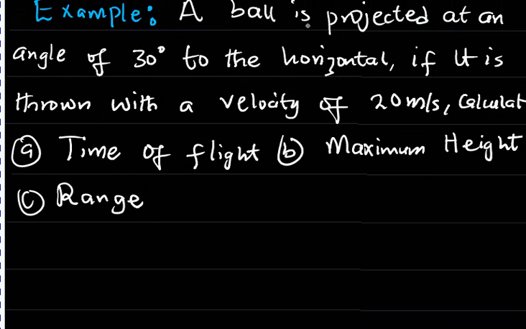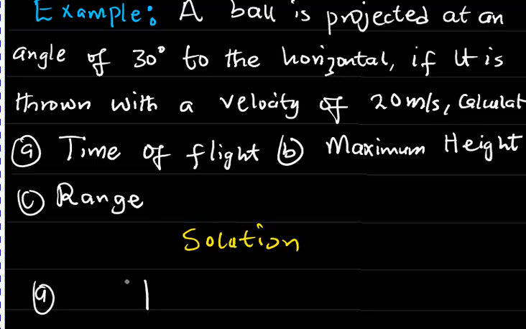A ball is projected at an angle of 30 degrees to the horizontal. If it is thrown with a velocity of 20 meters per second, calculate the time of flight. All we just need to do is apply the different formulas of projectile that we have already derived. Starting with the A part of the question.